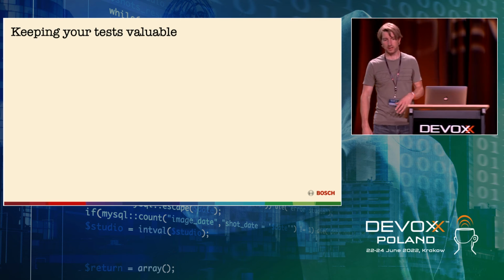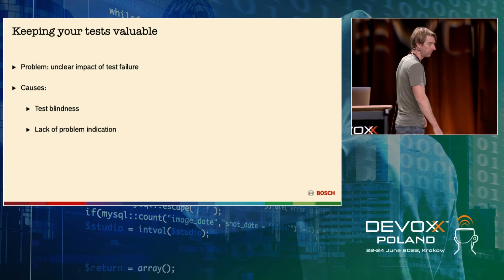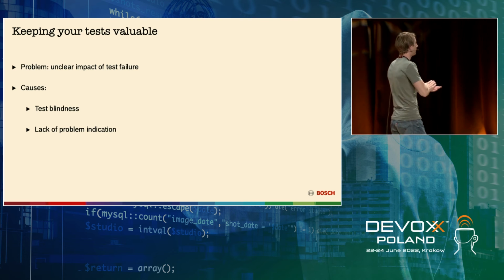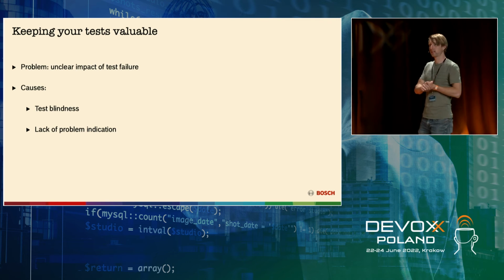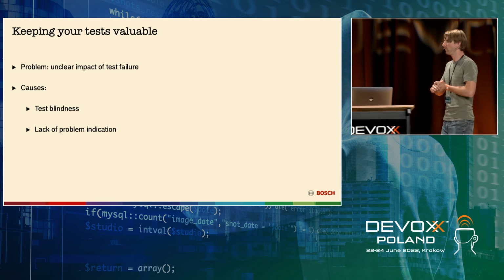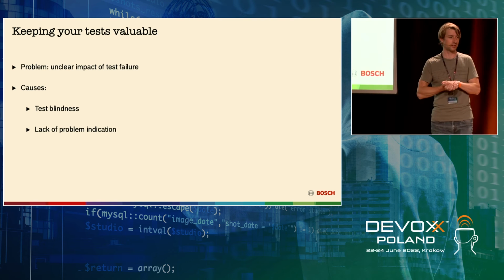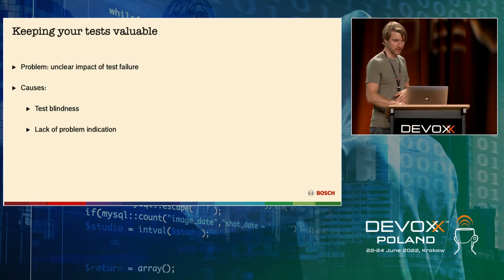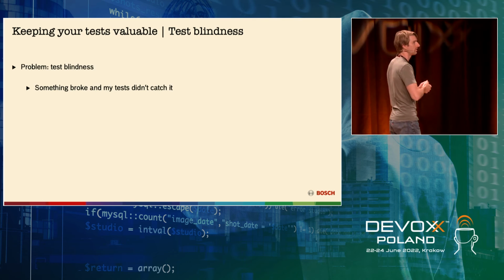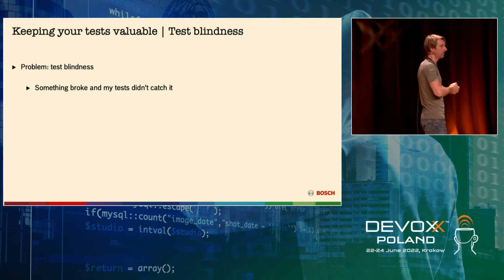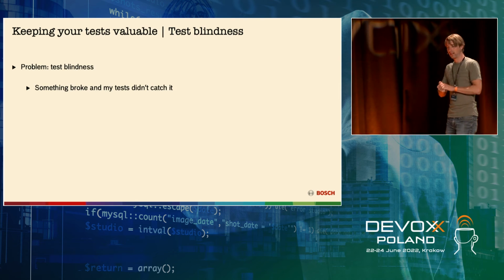Next part, keeping your tests valuable. So if you have the problem that it's not clear what the impact is of test failures, then causes for this might be test blindness or lack of problem indication. And let's explore that in more depth. So this is particularly nasty. So you have a bug, and you even have a test case for that, but your test case didn't catch it.